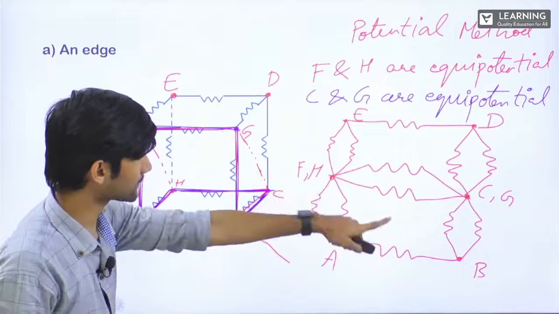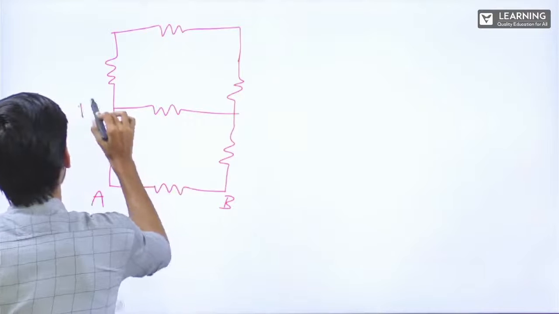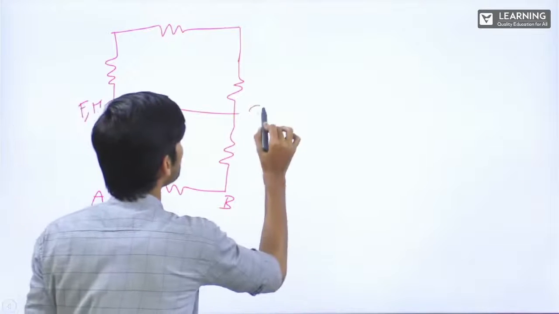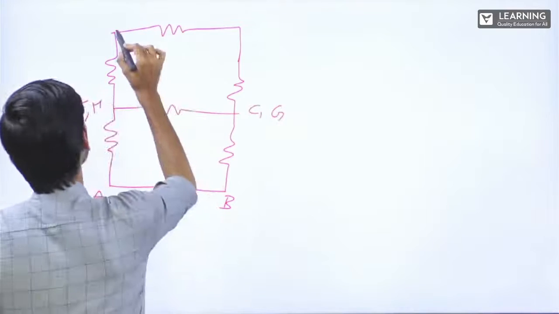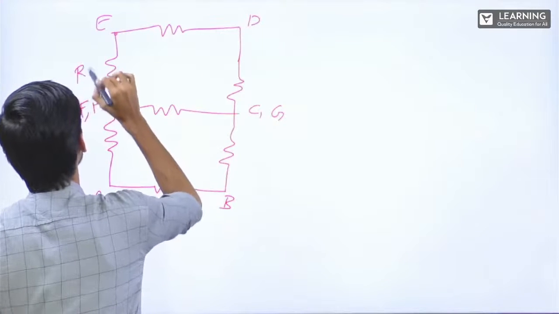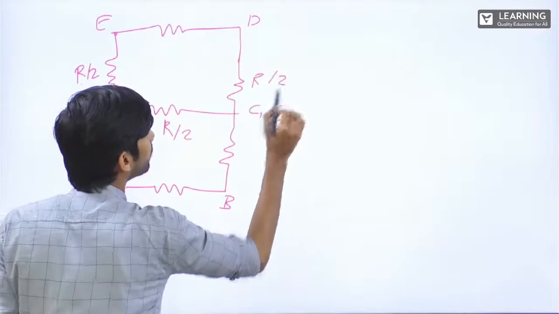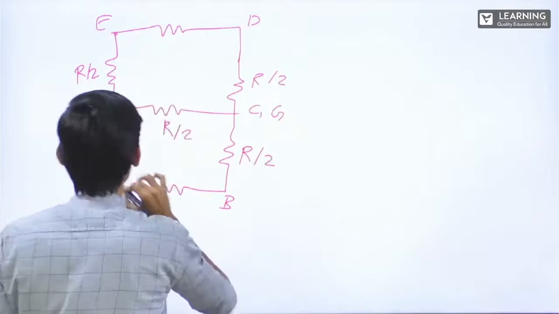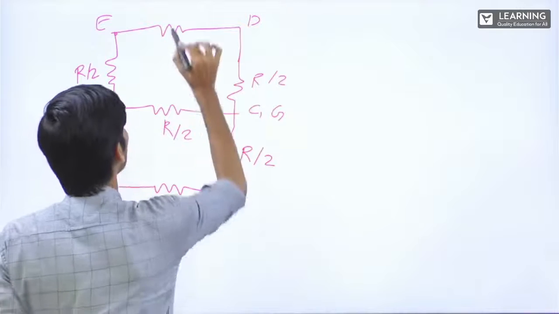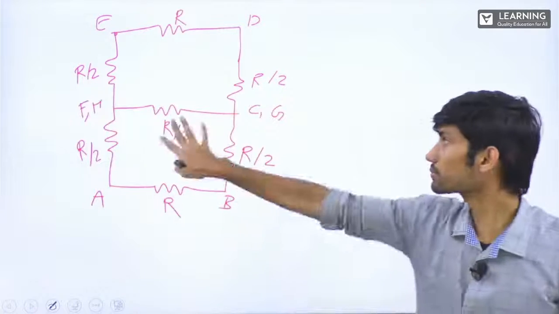See, R by 2, R by 2, R by 2, R by 2, R by 2, R, R, with the points A, F, H, C, G, B, and E and D. Right? This is R by 2, this is R by 2, this is R by 2, this is R by 2, and this is R, and this is R. Did you get the same?